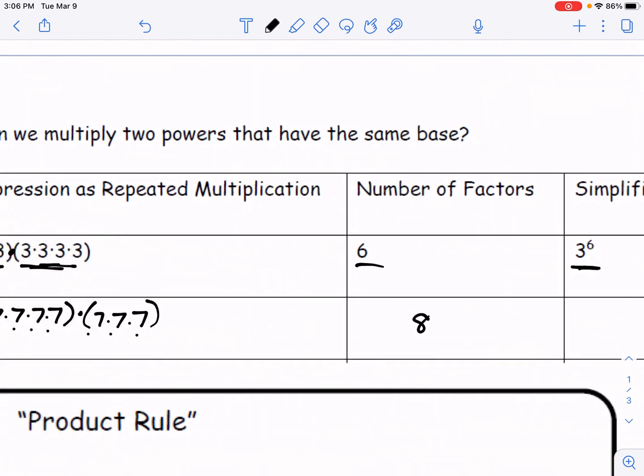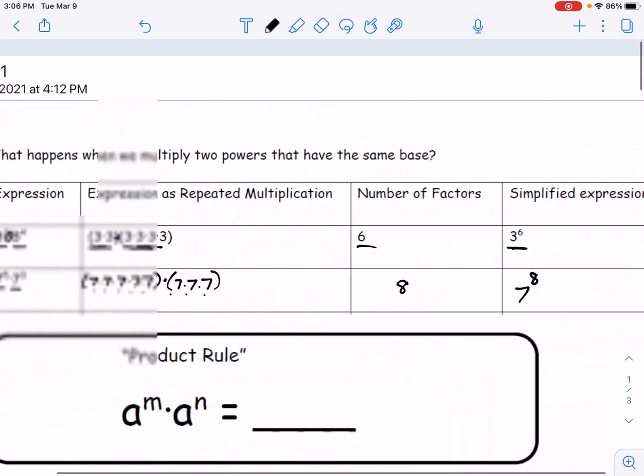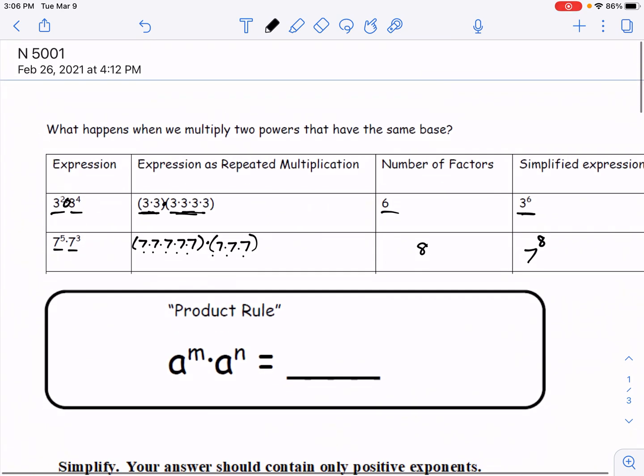Again, that's the definition of powers: the base would be 7, and I have 8 of those 7's being multiplied, so that would be our exponent. So let's look at this and see if we have a pattern here. Notice the first one, 2 plus 4 equals 6. And in the second one, 5 plus 3 equals 8. So all that really happened here is that we added the exponents, and that was the end result when we simplified.